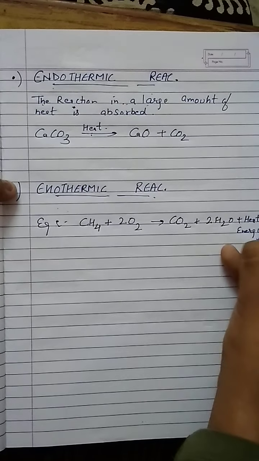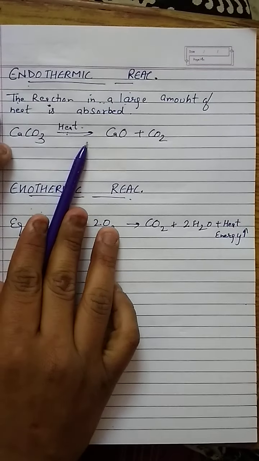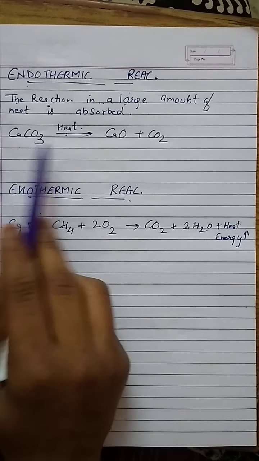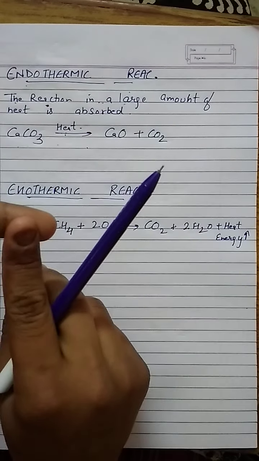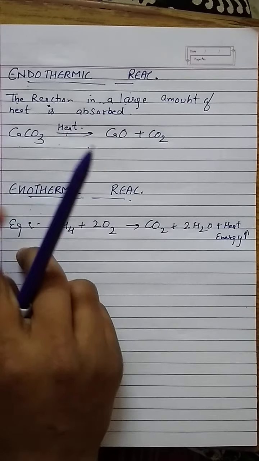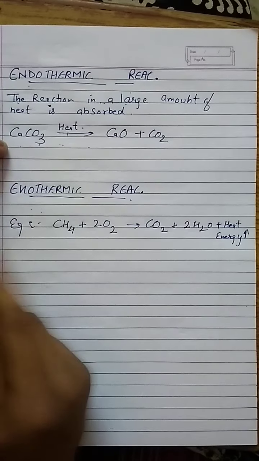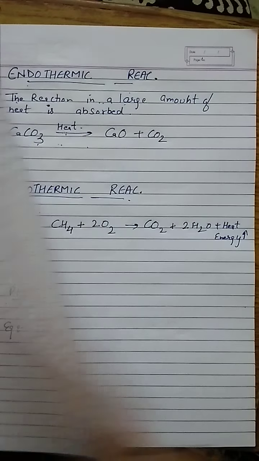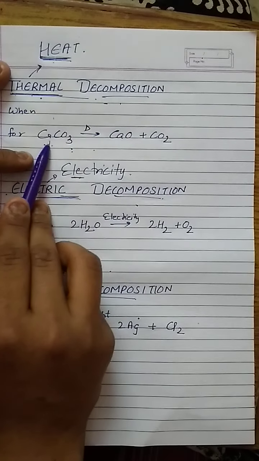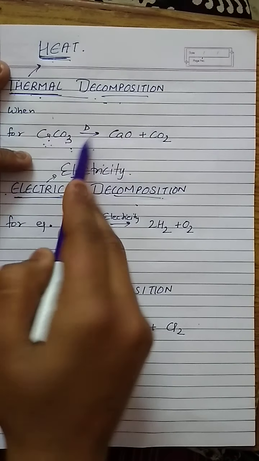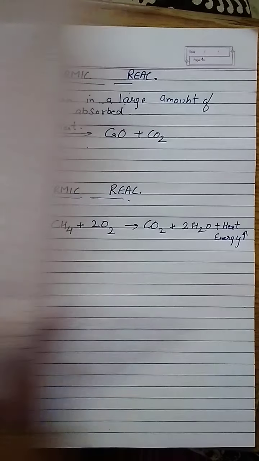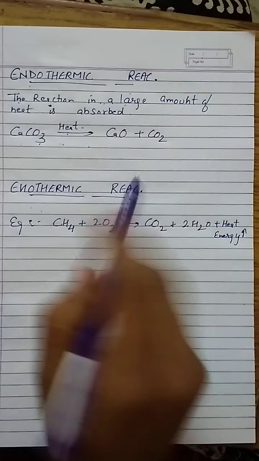Endothermic reactions mainly include the reactions that are present in thermal decomposition reaction, because thermal decomposition reactions are the reactions in which a single reactant is decomposed into multiple products by heating. That is why these reactions will absorb a large amount of heat.